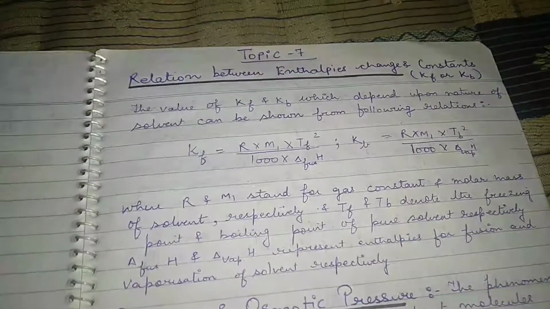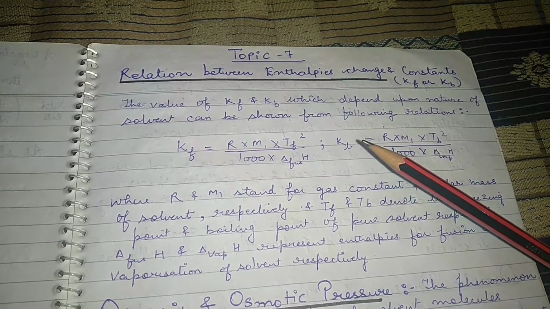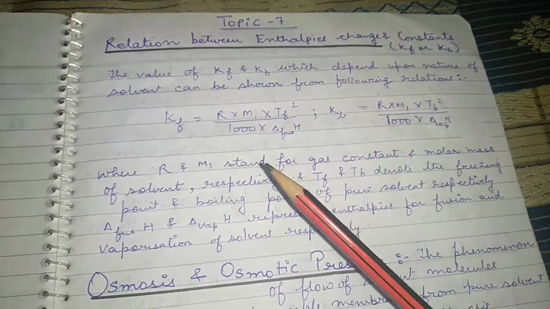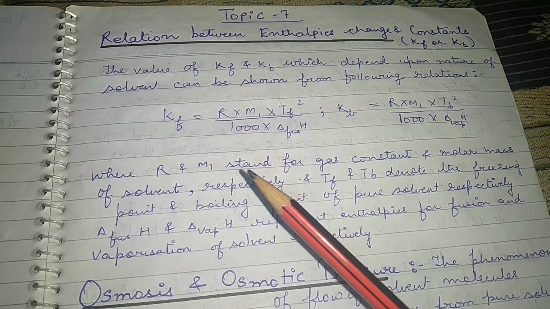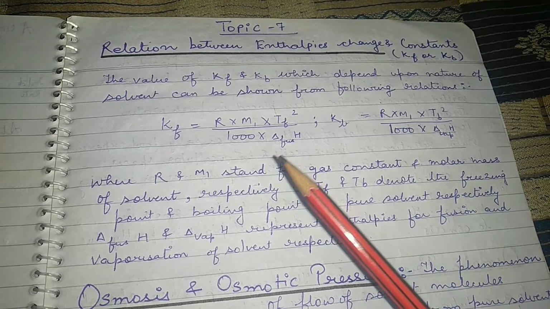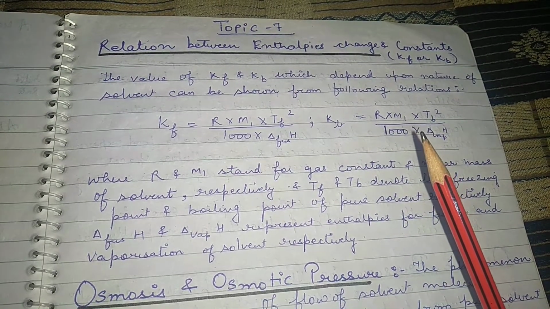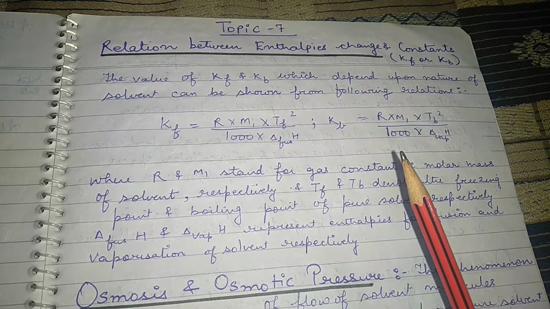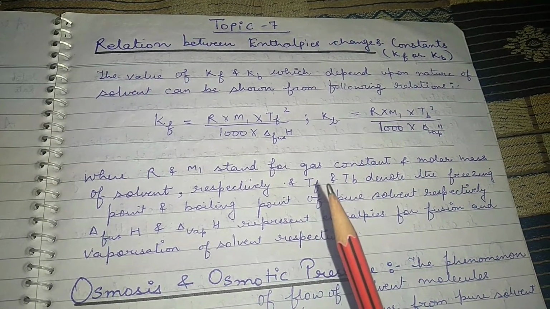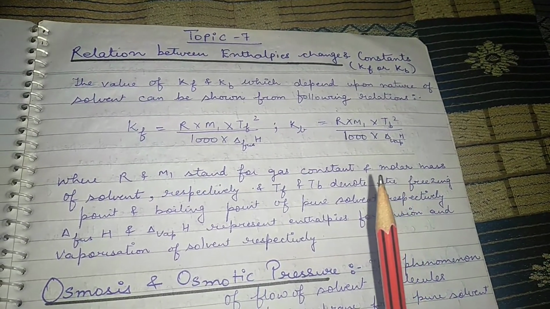The values of Kf and Kb, which depend upon the nature of the solvent, can be shown from the following relationship, which we discussed yesterday also. Kf is equal to R into M1 into Tf squared upon 1000 into delta H fusion, and Kb is equal to R into M1 into Tb squared upon 1000 into delta H vaporization. R is the gas constant and M1 is the molar mass of the solvent respectively.